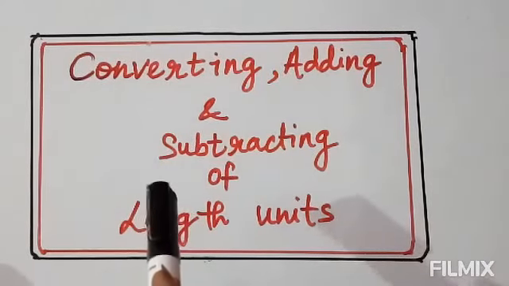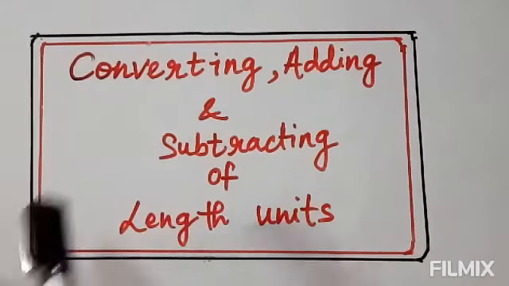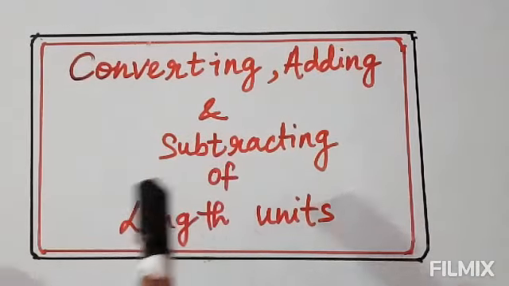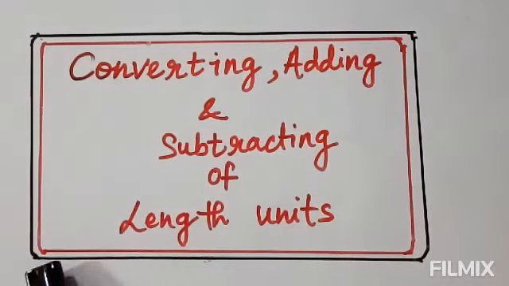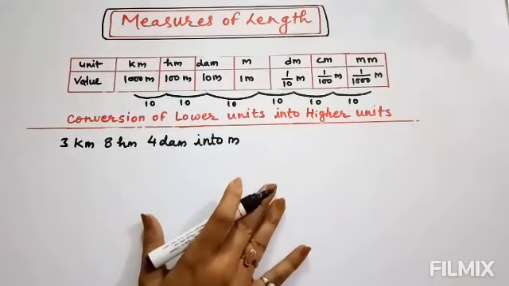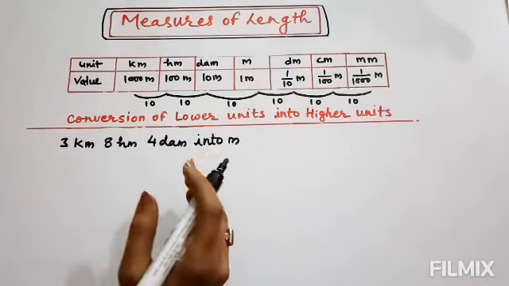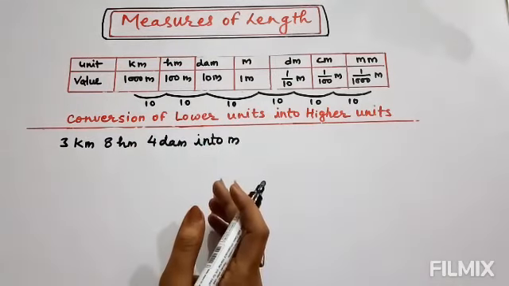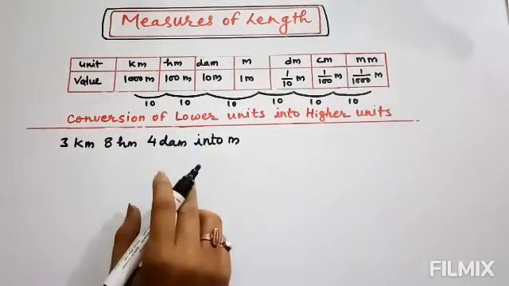This video is part 2 of the previous video on the topic measures of length, mass and capacity. In this video you will study converting, adding and subtracting of length units. Let's see this. As I already explained this chart in the previous video, if you have not seen it yet, please watch the video on measures of length, mass and capacity, introduction part. Now let's solve these questions together.